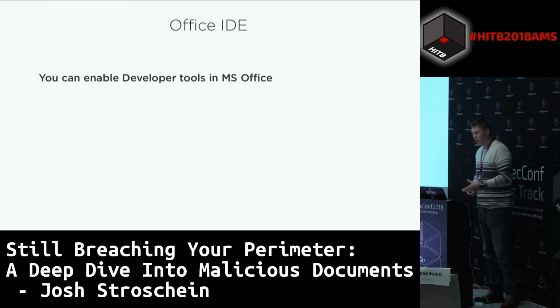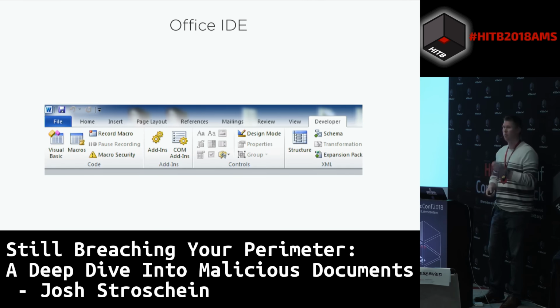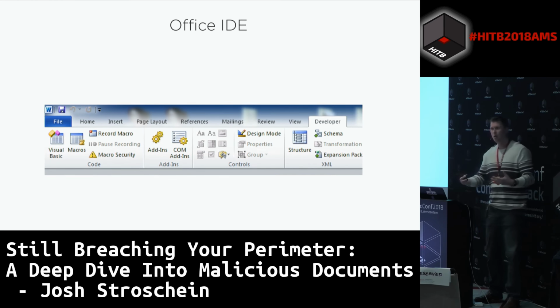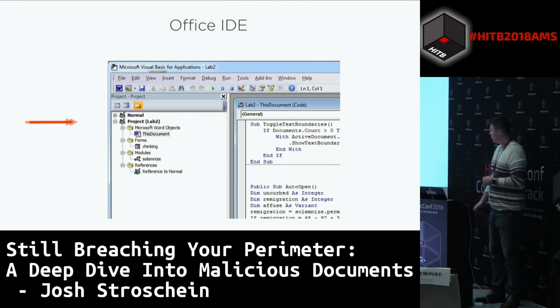Another option is to enable the developer tools in Office. You go into the options, you'll be able to add that to your upper ribbon, and then a new tab will show up. From this tab, once you've opened this malicious document, then you can select Visual Basic, and that will open up basically the IDE. You have now the project view of this same malicious doc. This is what it looks like.